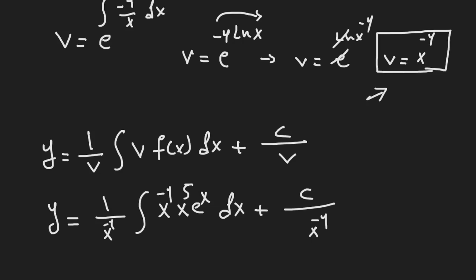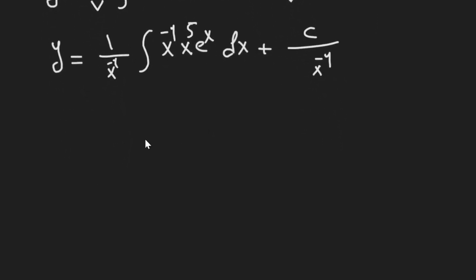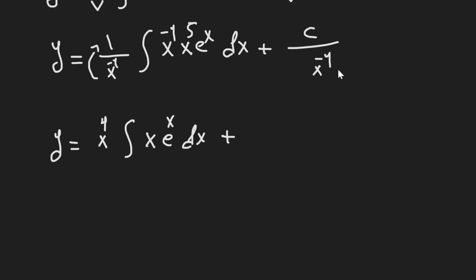Now you need to simplify this. You can say that y equals, well, I can flip this to take out the fraction. I will get x to the 4 and then integral x raised to the power minus 4 multiplied by x to the 5. We basically add the powers. We will get x e to the x dx plus, you can also flip this, you will get c x to the 4.